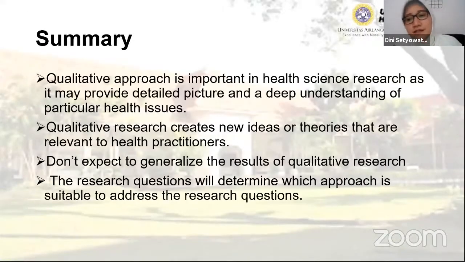To conclude my presentation today, I would like to highlight that qualitative approach is important in health science research because it may provide detailed picture and a deep understanding about a particular health issue, why people perform particular health behavior and their feelings about these behaviors. It also can create openness because of its flexibility. It can encourage people to expand on their responses so that it can open up new topic areas that are not initially considered and increase opportunity to develop new ideas and theory that can be relevant for health practitioners.